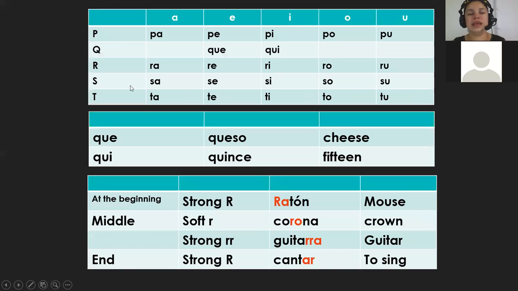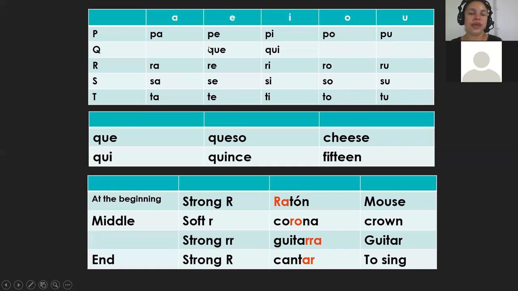The next group of letters, pa, pe, pi, po, pu. With a Q, que, ki. With the R, ra, re, ri, ro, ru. With the S, sa, se, si, so, su. With the T, ta, te, ti, to, tu.